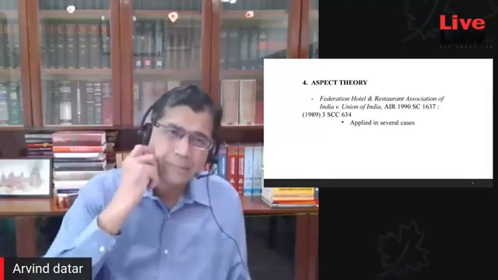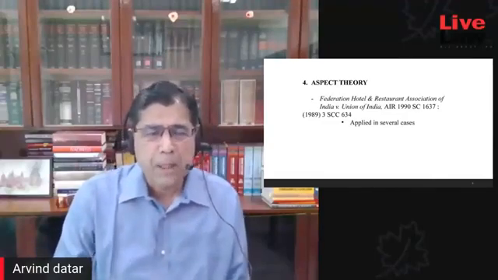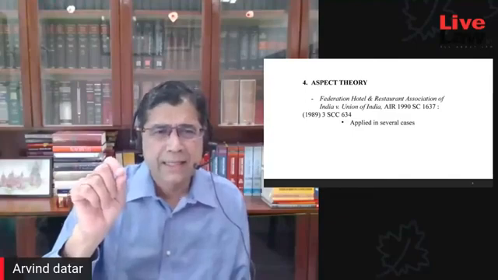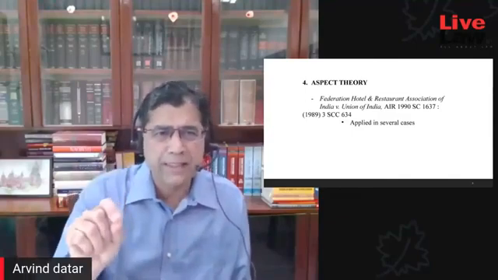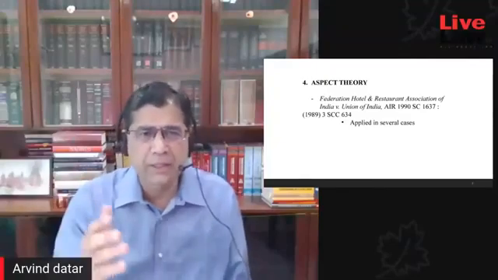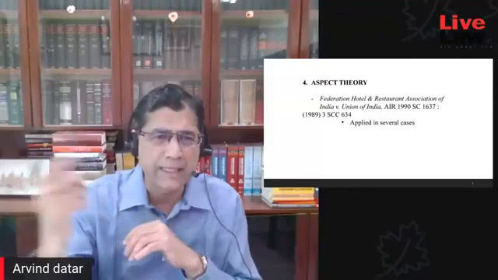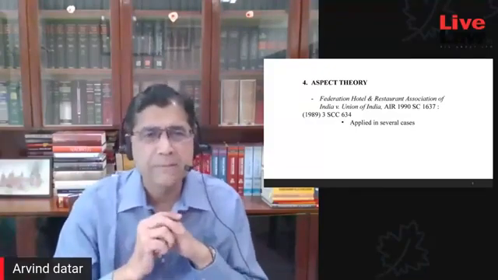Coming back to aspect theory, in the Federation of Hotel case, what they did was they levied expenditure tax if you spend money in expensive hotels. So Mr. Palkhiwala argued that this is nothing but in Pith and Substance, a luxury tax. It should come under entry 62, it can't come under this.